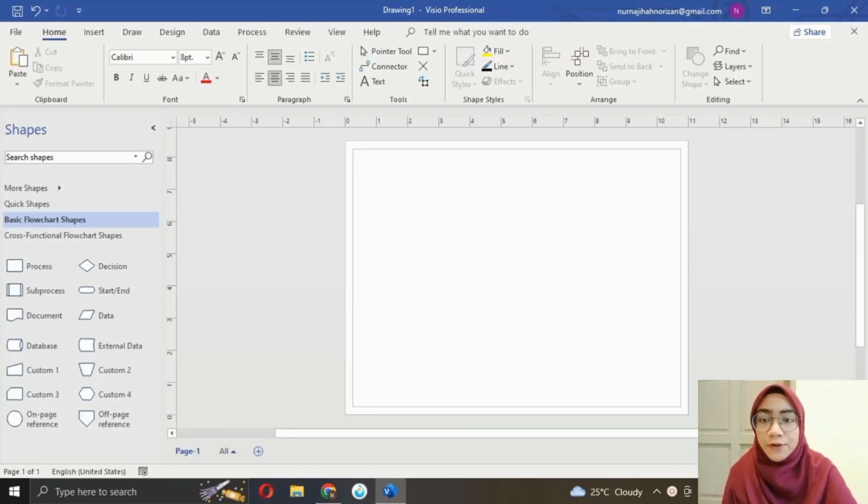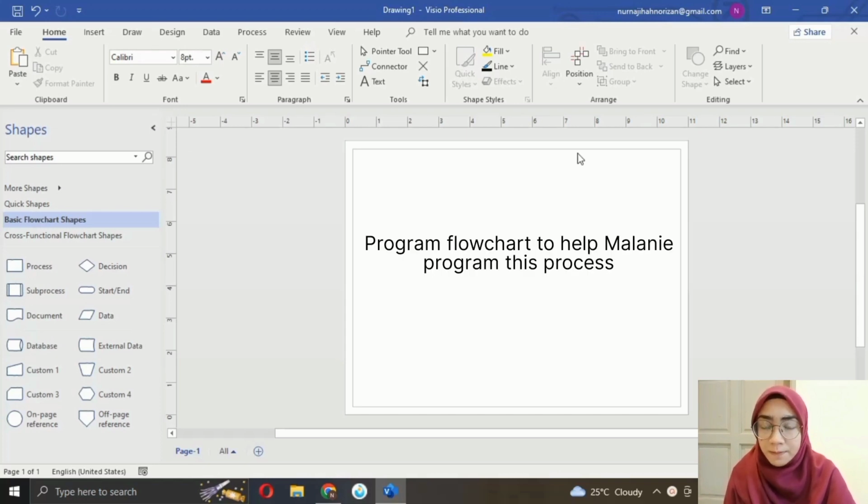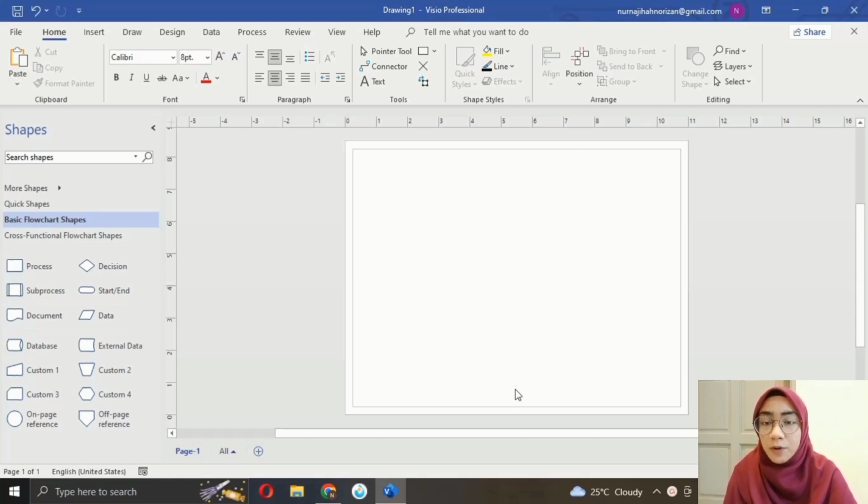Next, I will continue on the second part of this assignment on case 2. In this case, I should prepare a program flowchart to help Malani program this process. A program flowchart illustrates the sequence of logical operations performed by a computer to execute a program. So to show the flowchart, I will also use this Microsoft Visio. So let's go.